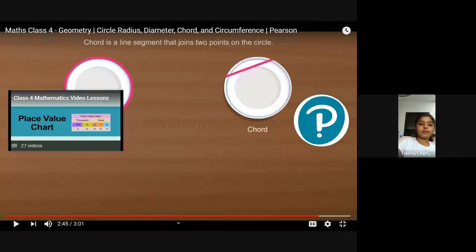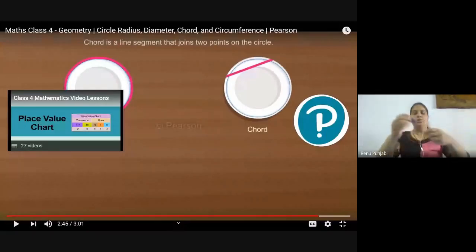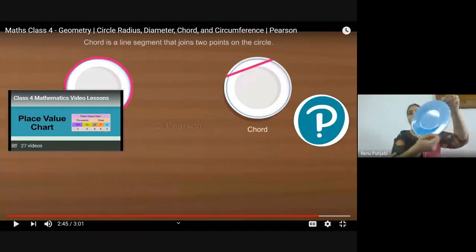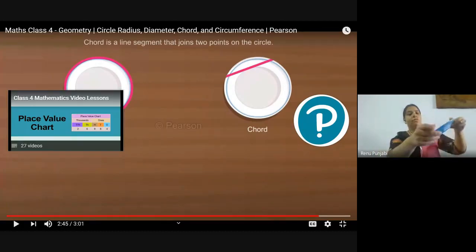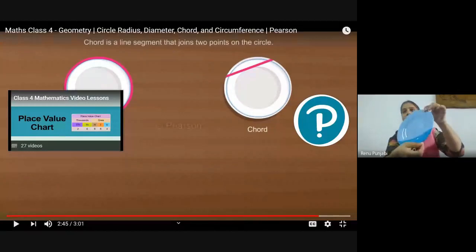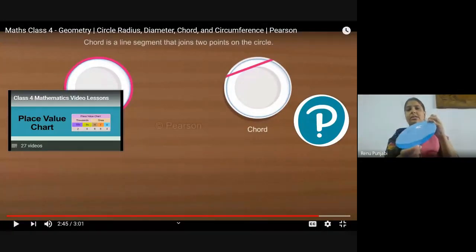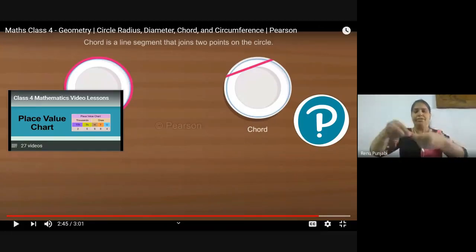Next, what do you have to do? Chord. You can measure the chord from down also, or from the right side. See here. Take one end at the circumference like this and touch it to the next end point of the same circle. You can measure from down also and up also. You all know how to draw a chord.